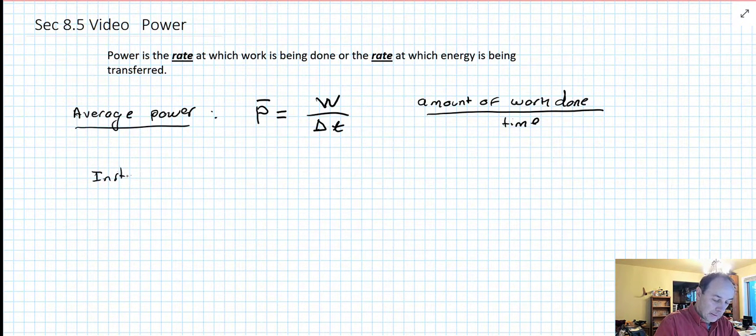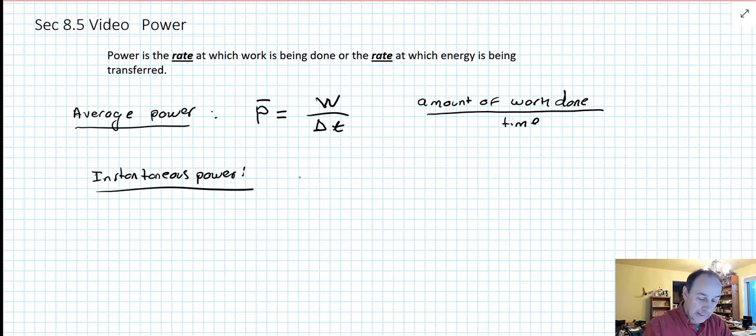Instantaneous power, as you might guess, is the differential version of that, dW/dt.